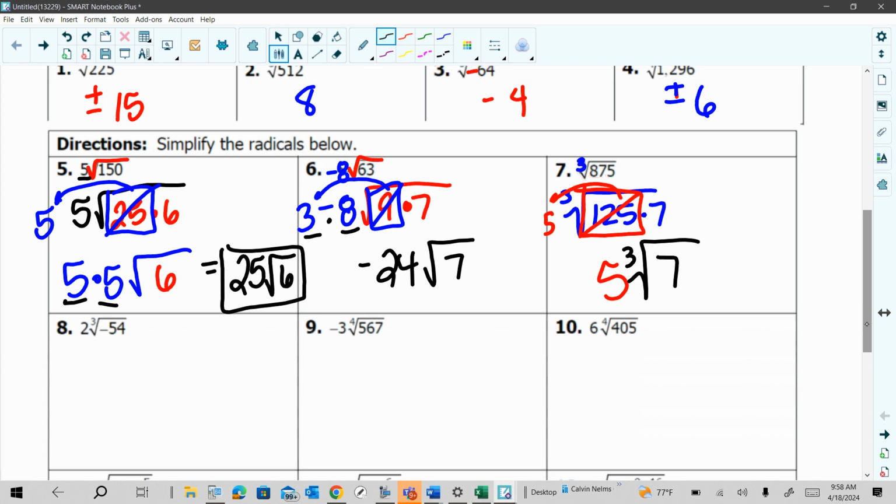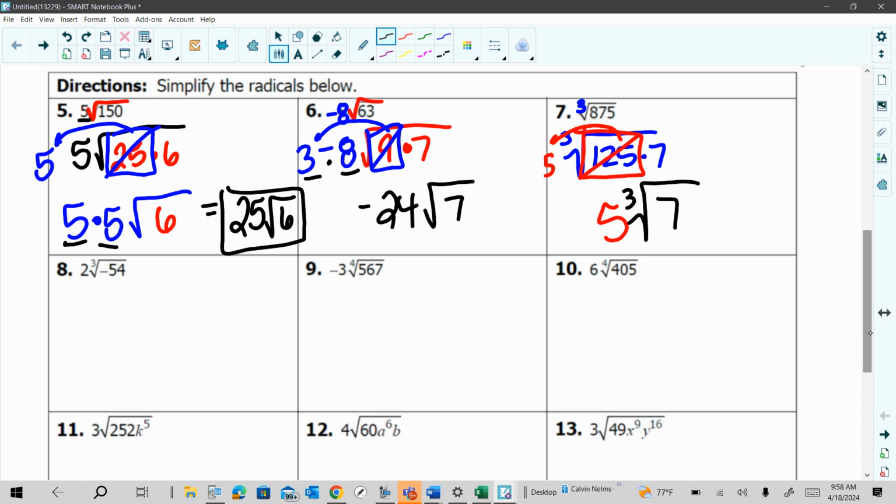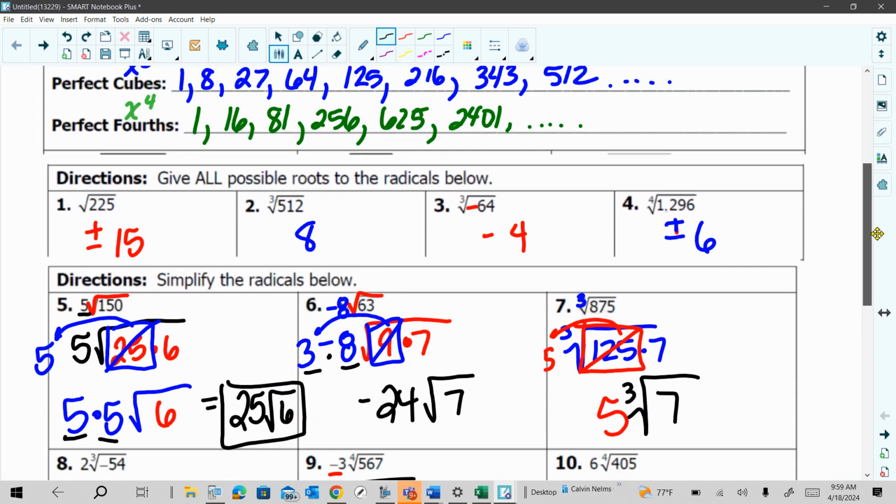So if there's a number outside, you got to keep that number outside the radical. You got to keep that number out there and just multiply it to any perfect root that you take out. So kind of want to jump to number 9 because now we're looking for the 4th root and we have the coefficient -3 on the outside. So because we're doing the 4th root, I'm trying to find a number in this row that goes into 567. So you have to divide 567 by one of these numbers here. You might have to guess and check.